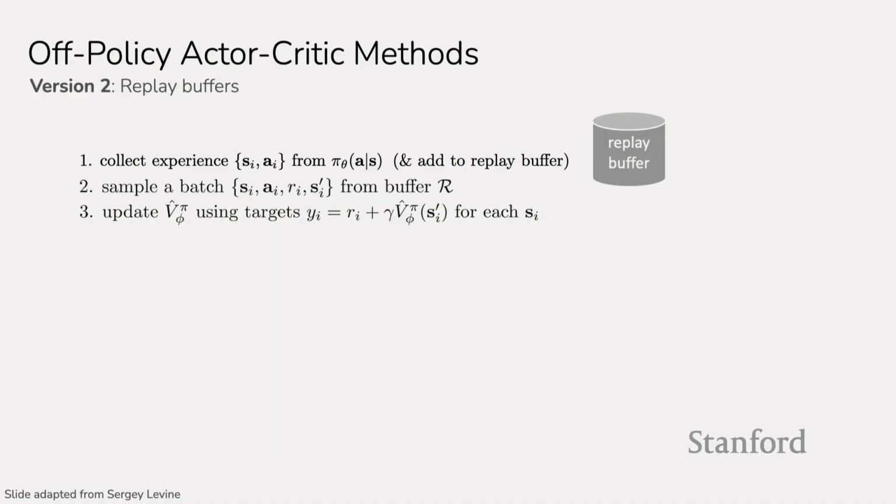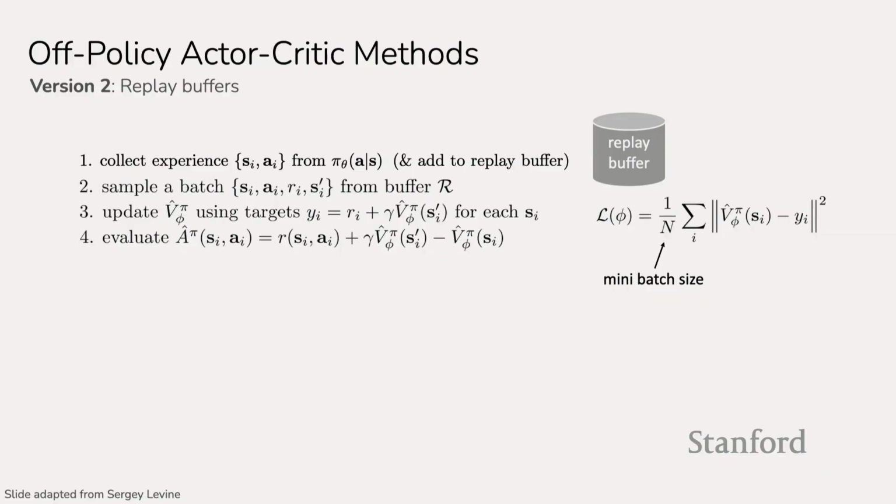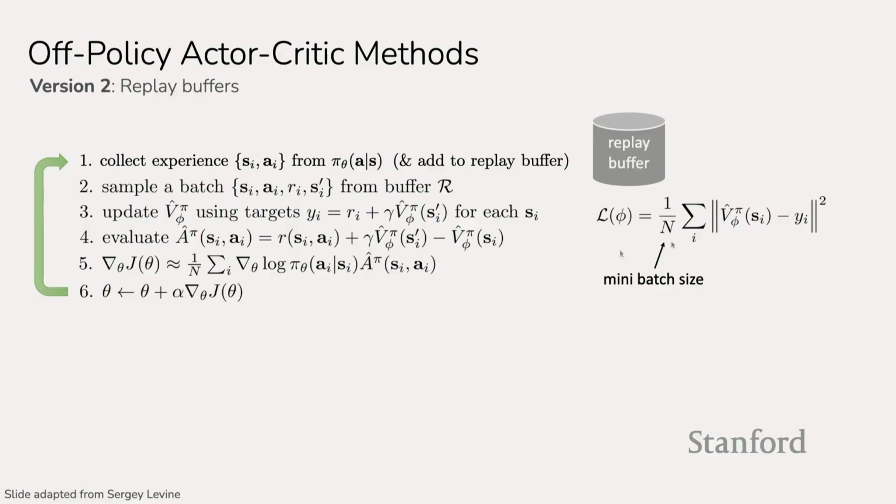Then we'll update our value function using the batch of data that we just sampled from the buffer. We can update our value function with the same objective as before, but now we're averaging over our mini batch. Then we can evaluate the advantage and take a gradient step on our policy. So that's the mechanics of replay buffers. Finally, we update the policy and repeat this process.